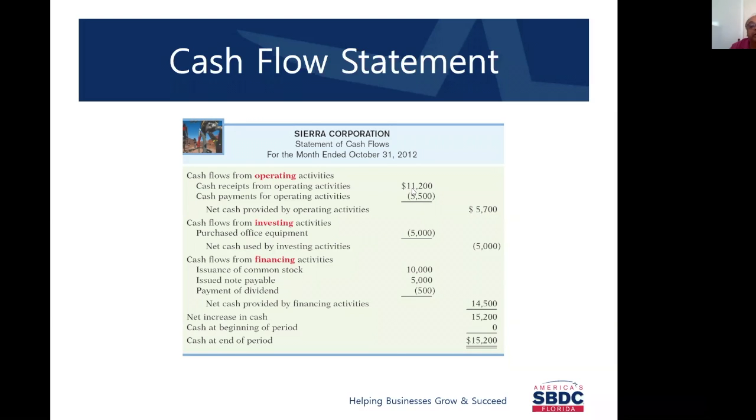Okay, you created $11,000, payments of operating, $5,700 net cash. Investment: purchase office equipment for $5,000. Cash flow from financing activity: issuance of stock, notes payable, payment for dividend. You took the $500. Basically, at the end of the month, your net increase in cash was $15,000. Now, most of it, if you see, comes from this. Okay, this is, you got $15,000. The rest is being used in different activities. Okay, and that's what tells you how you got $15,000.